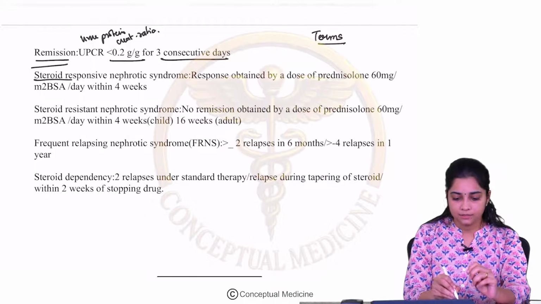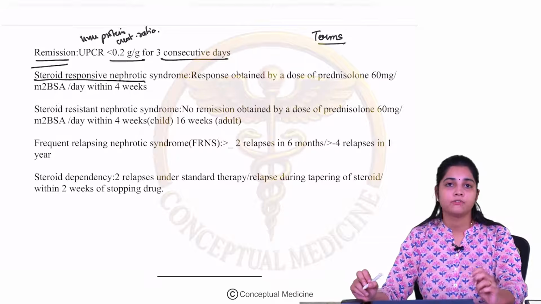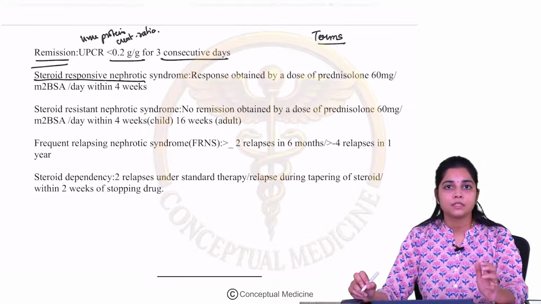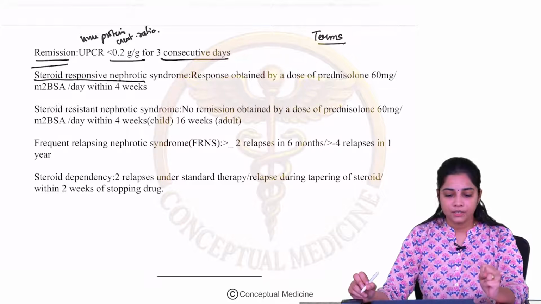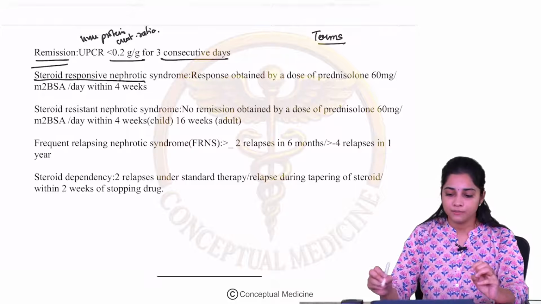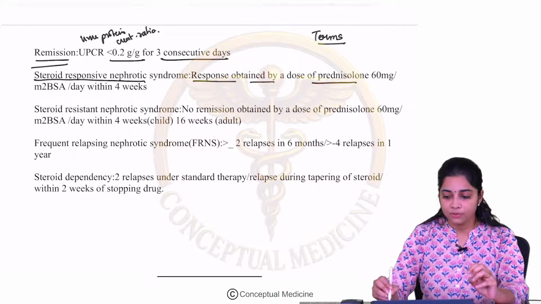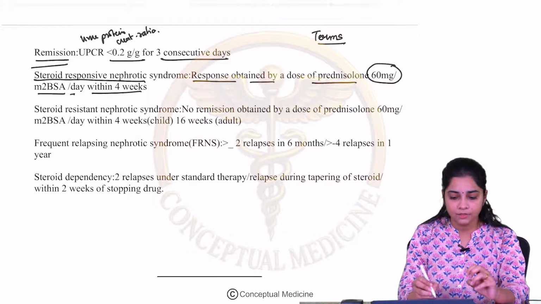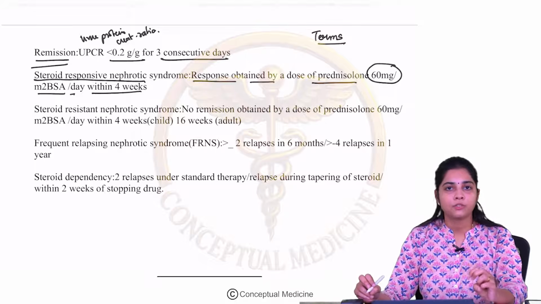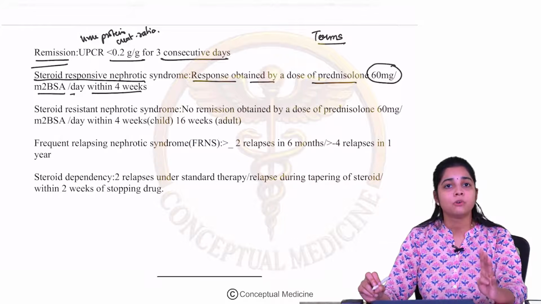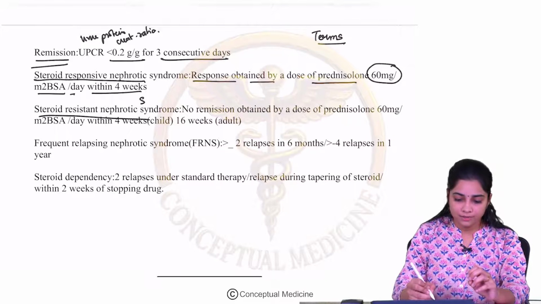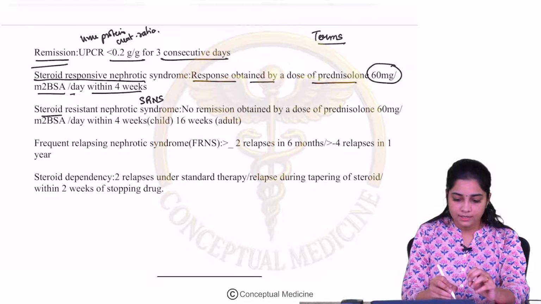The second term is steroid responsive nephrotic syndrome. The cornerstone of management in minimal change disease is steroids. A steroid responsive nephrotic syndrome is defined as a response obtained with prednisolone at 60 mg per meter square body surface area per day within 4 weeks of treatment. If remission is obtained within 4 weeks of prednisolone treatment, this is called a steroid responsive nephrotic syndrome. Now, what is a steroid resistant nephrotic syndrome or SRNS?